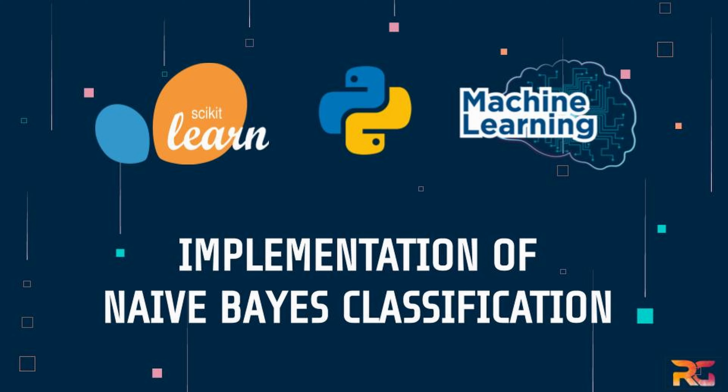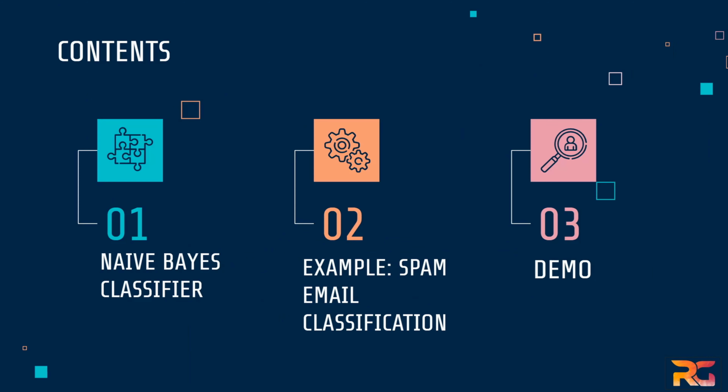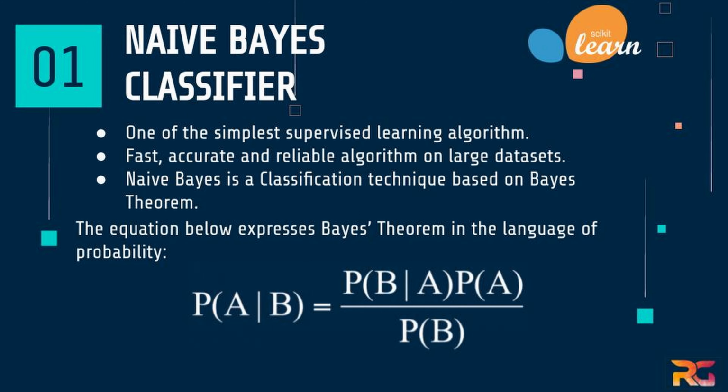Hey everyone, today let's learn about the naive-Bayes classifier, which is one of the classification algorithms in machine learning, and we will go through the implementation of it. In this video, we will first see what is naive-Bayes classifier, then an example of a spam email classifier, and finally wind up with a demo.